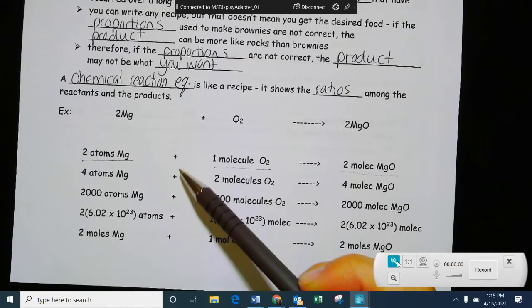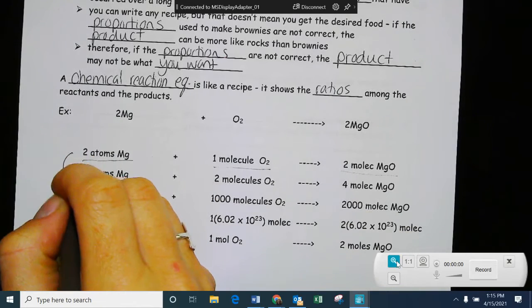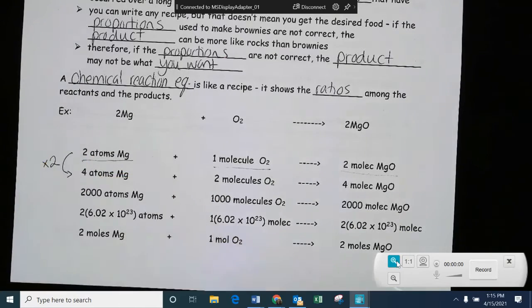And you can increase these. You can double that. 4 atoms of magnesium and 2 molecules of oxygen is going to make 4 molecules of magnesium oxide. You can multiply that by 1,000. You can increase this in whatever increment you want. It's the ratio that stays the same.